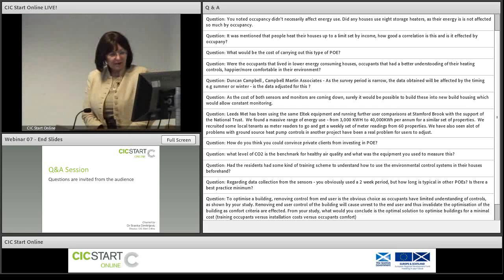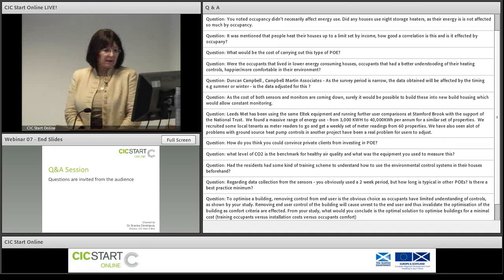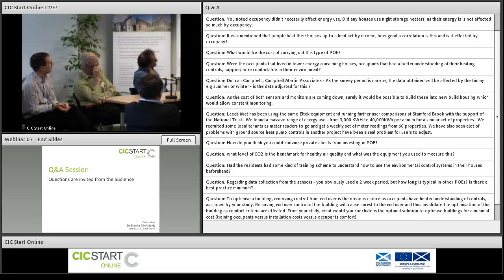Okay, comment and a question from Kevin Bow. To optimize the building, removing control from the end user is the obvious choice, as occupants have limited understanding of controls, as shown by your study. Removing end user control of the building will cause unrest to the end user and thus invalidate the optimization of the building as the comfort criteria are affected. From your study, what would you conclude is the optimal solution to optimize buildings for minimal cost, training occupants versus installation cost versus occupants' comfort? Well, that's a small question.